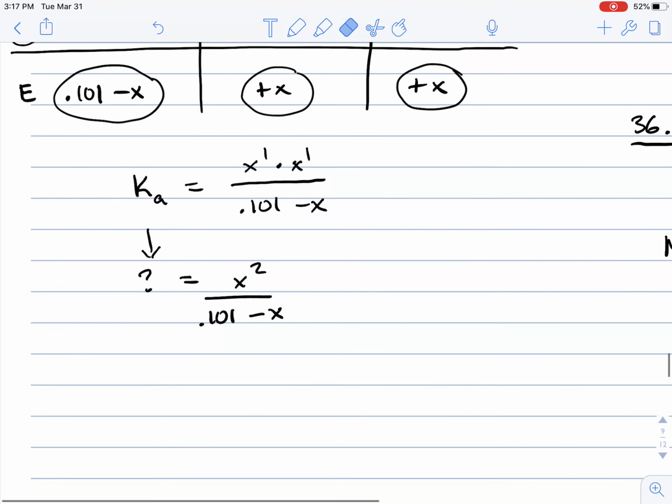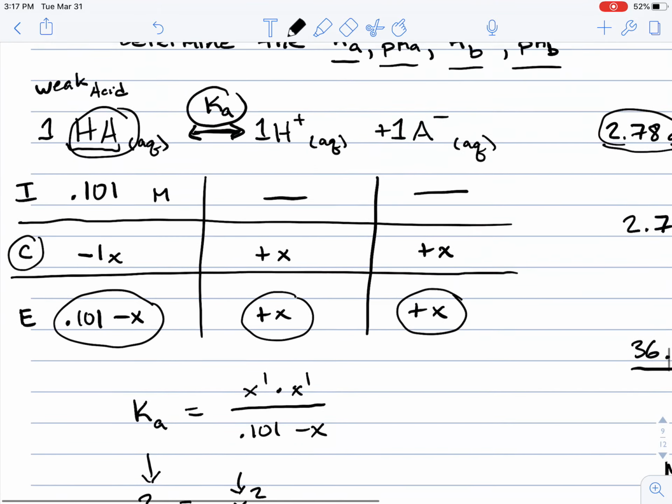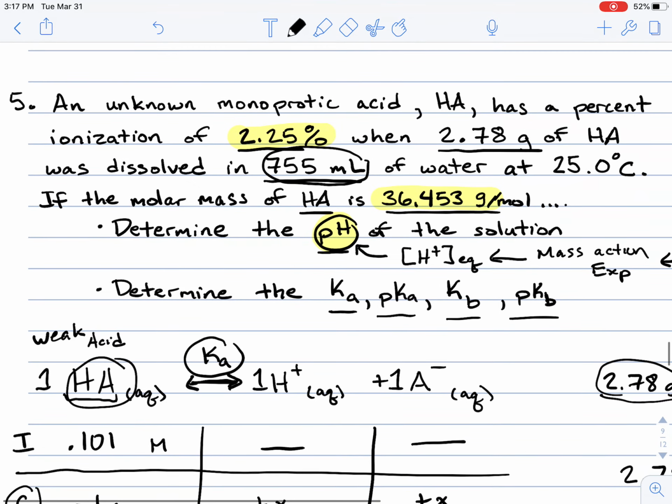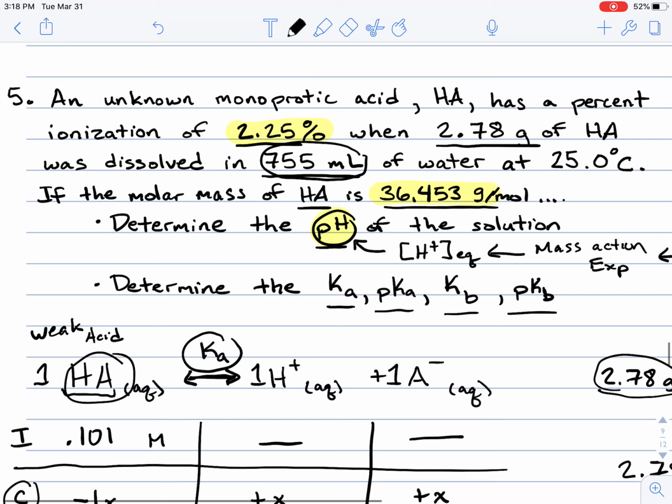This is kind of tough because we have essentially three places where we don't know numbers. We don't know the value of Ka, we don't know this value in the numerator, and we don't know this value in the denominator. So we're kind of in limbo here. Let's look back at this question and see if we can use another value to help us further our calculation.